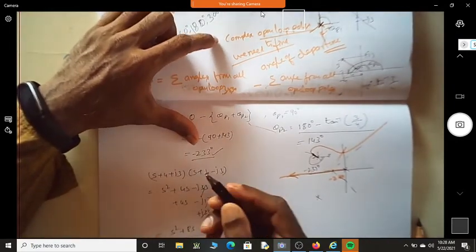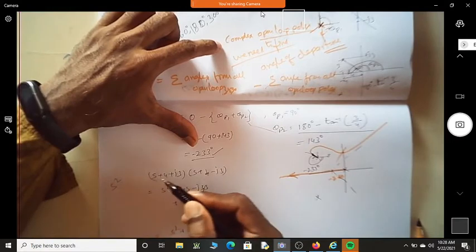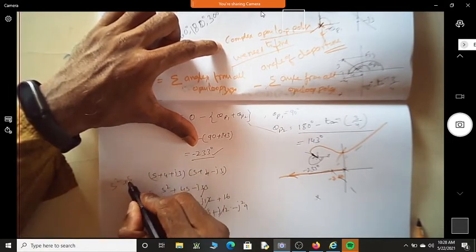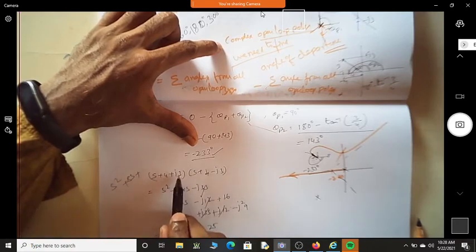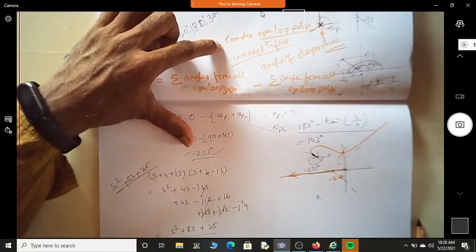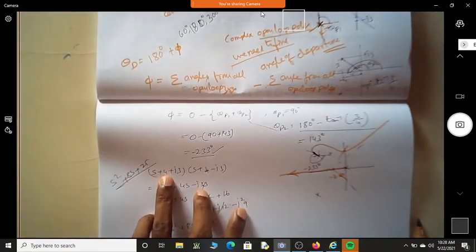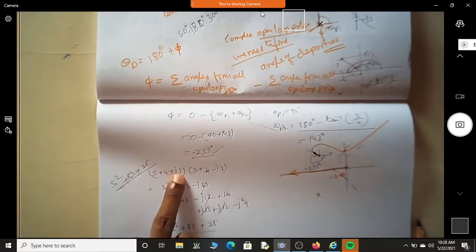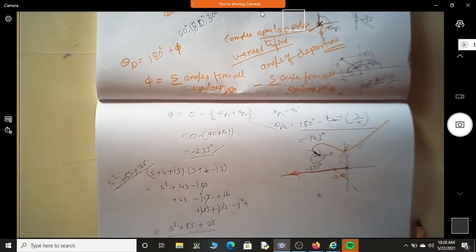What we have to do next is, it is s square plus twice of this, which is 8s, plus the summation of squares of these two. The square of 4 is 16, the square of 3 is 9, that will be 25. So that's how we can easily write: twice the real part is the coefficient of s, and the coefficient of s power 0 is the summation of the square of this and the square of that.